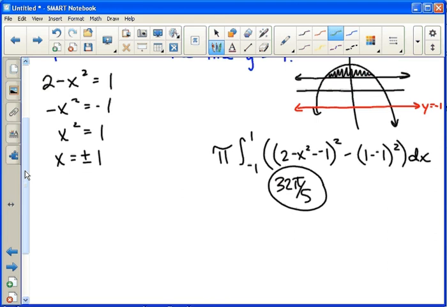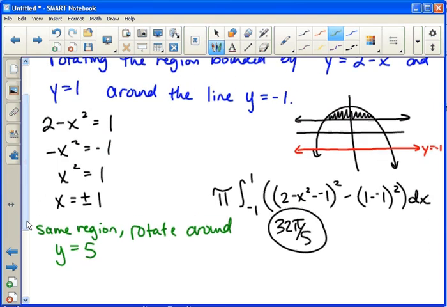So same region as above, rotate around y equals 5. Alright, so let me scroll back up so you can see the graph again. Y equals 5 would be a lot higher, so it'd be somewhere up here, like this. Okay, now you gotta kind of use some visualization here.